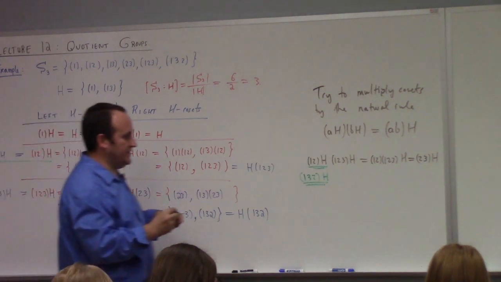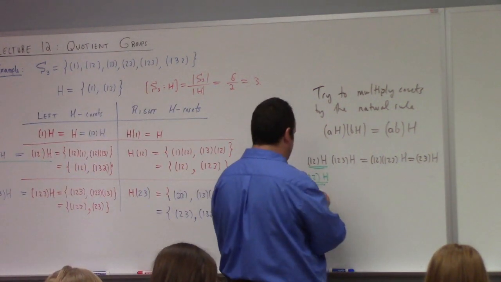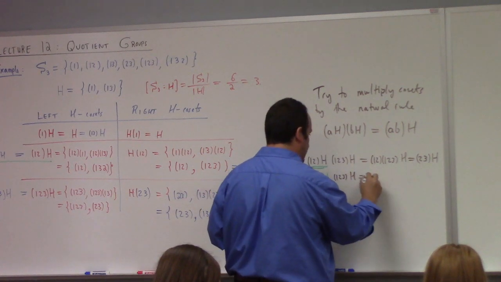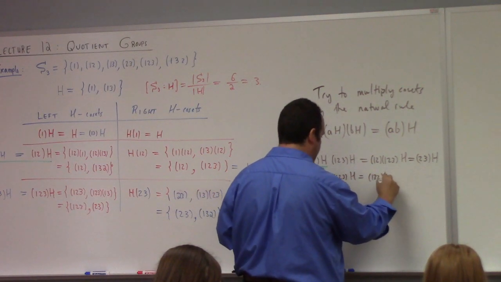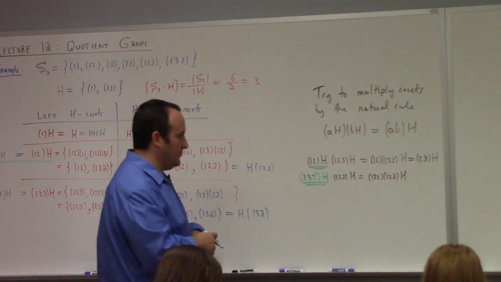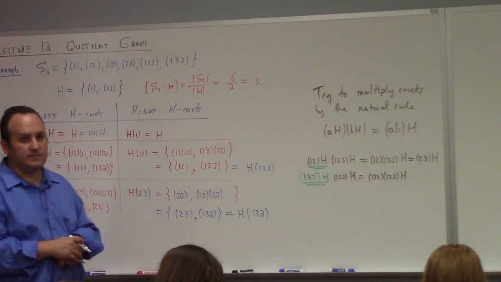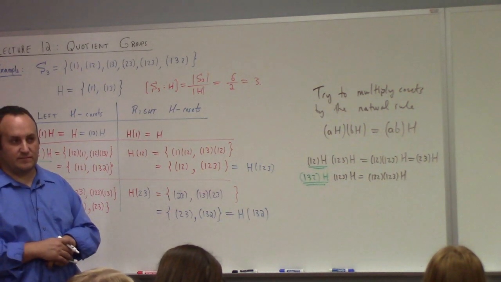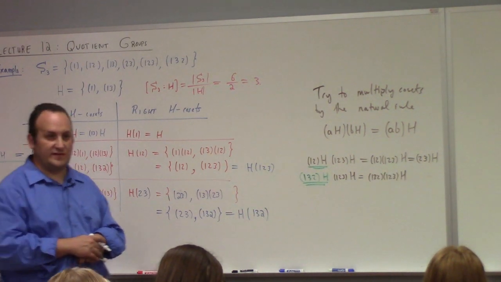What happens when we take that times (1, 2, 3)H? We get (1, 3, 2) times (1, 2, 3). What happens with that? (1, 3, 2) is really (3, 2, 1). Those are inverses. So we just get eH, or just H again, right?